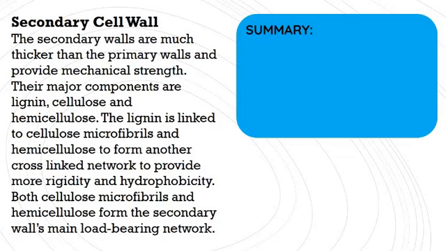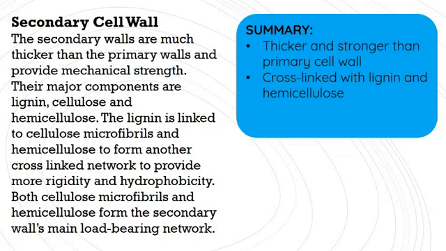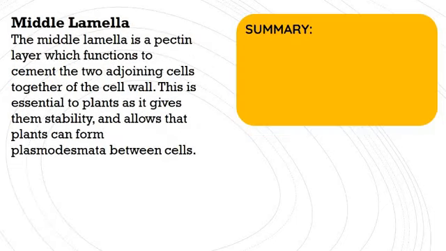Okay, so the main points from this slide are that they are thicker and stronger than a primary cell wall, they are cross-linked with lignin and hemicellulose, and the secondary cell wall provides a network that allows the cells to be rigid and have some waterproofing properties from that lignin. Lastly, our middle lamella.